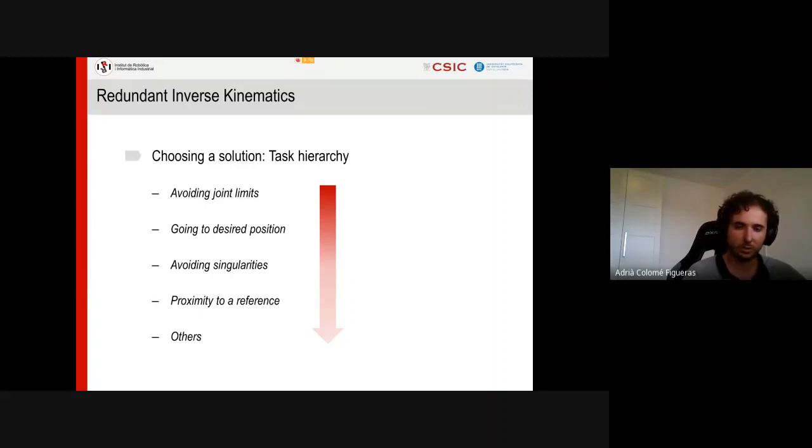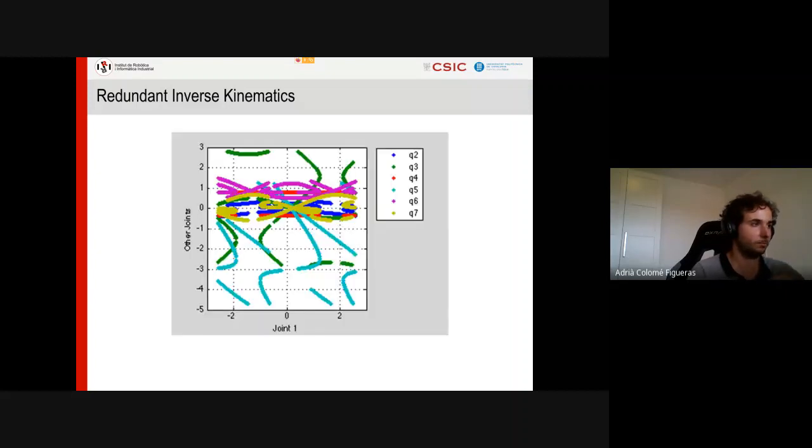So when computing kinematics, when controlling a robot, safety will come first. In this case, for example, we first want the robot to not go farther away than the joint limits that it has. Because if we send that command, the robot will encounter a limitation. And if we don't have proper control limits, then it might burn the motor. And then we can put limitations like going to the desired position, avoiding singularities, proximity to a reference, or any other.